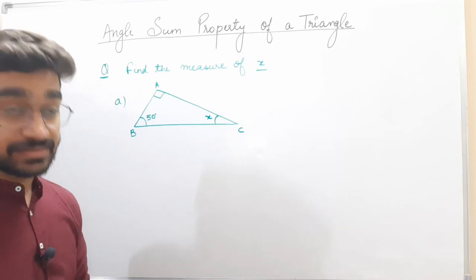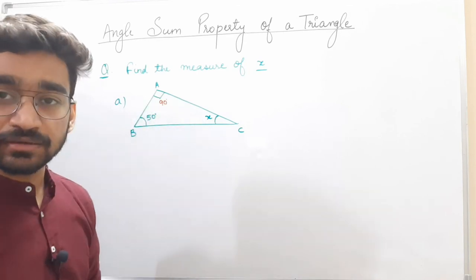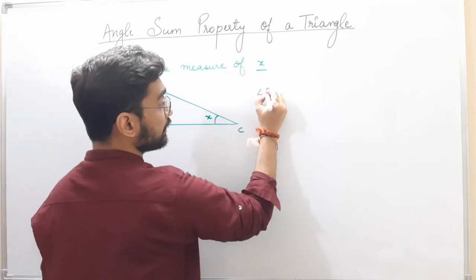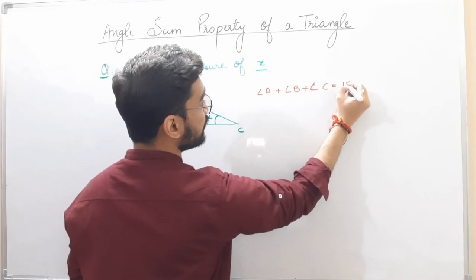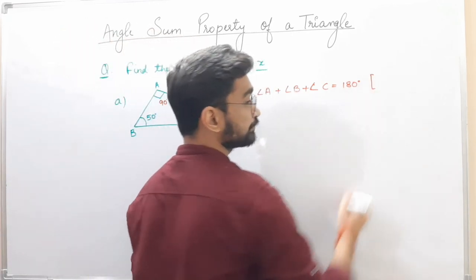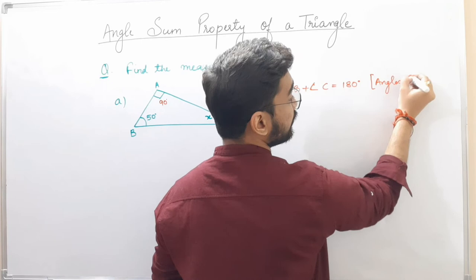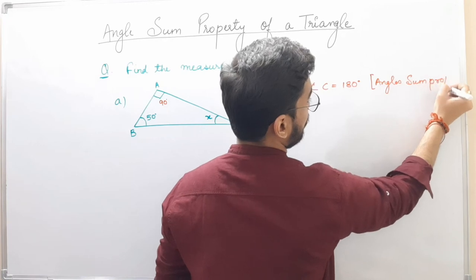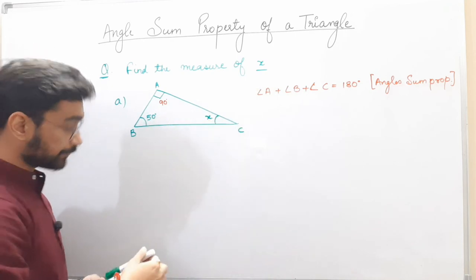How can I do it? Yes, it will be very easy. I know that this angle is equal to 90 degree. If a square box is here, it indicates that it is a right angle triangle, so 90 degree. I can say that angle A plus angle B plus angle C is equal to 180 degree. What is the reason to say like that? Because, yes, by the angle sum property, the sum of all the angles of a triangle is always equal to 180 degree.